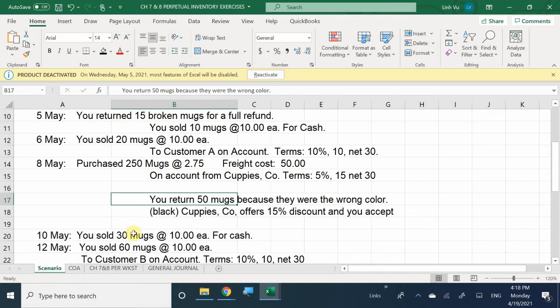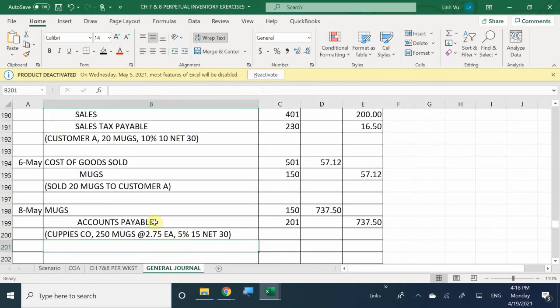So let's go ahead and recognize what are we going to be recognizing. So in this case, we're returning 50 mugs. Okay? But we're only getting 15% back. So what am I going to be recognizing in my journal?